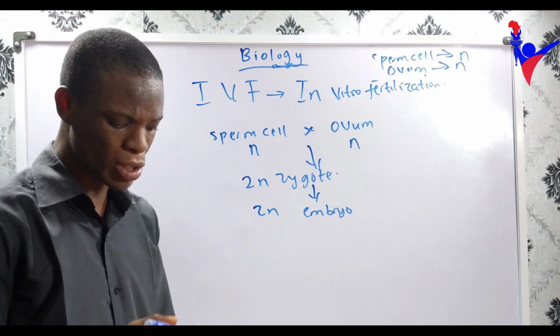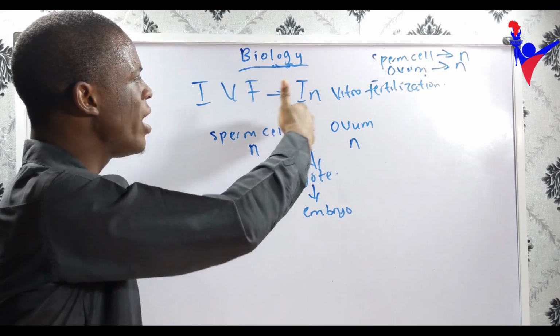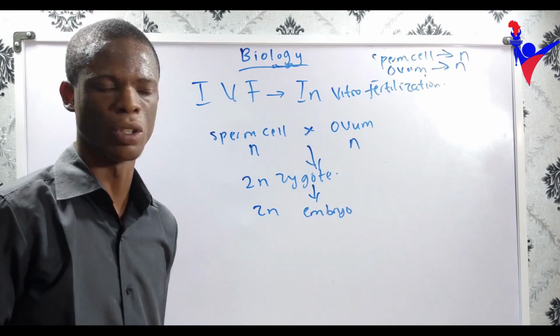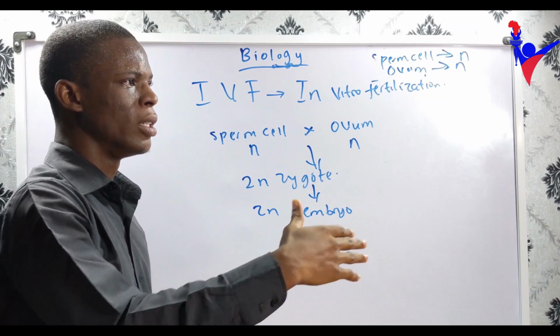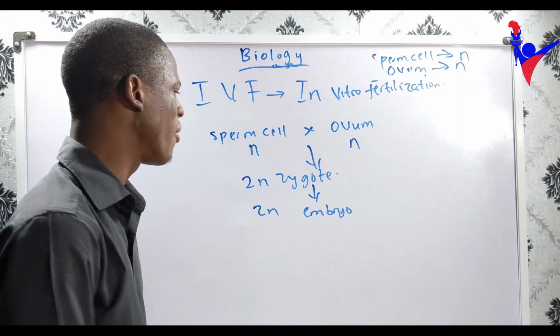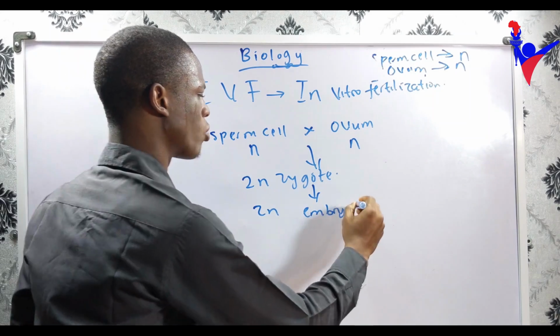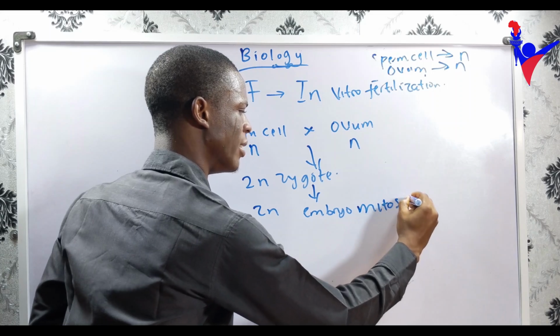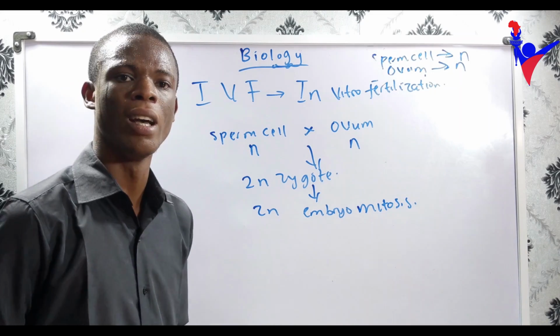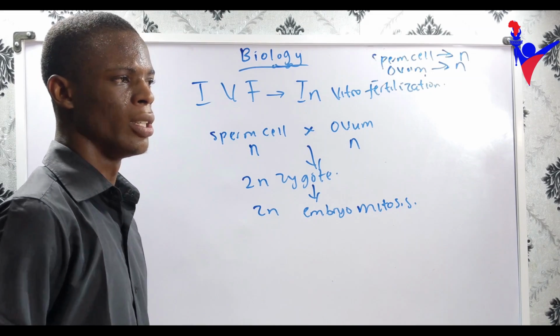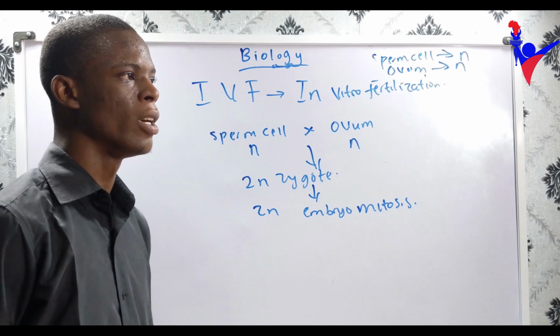And the 2N zygote divides mitotically to give us a 2N embryo. So in this IVF, in vitro fertilization, the process of cell division in the zygote forming several embryos is known as mitosis. So mitosis is the process in which the several embryos are formed.